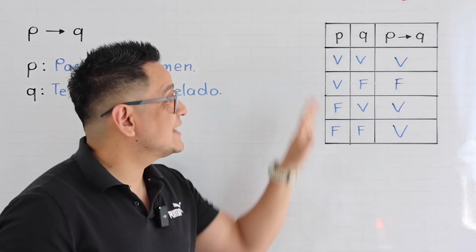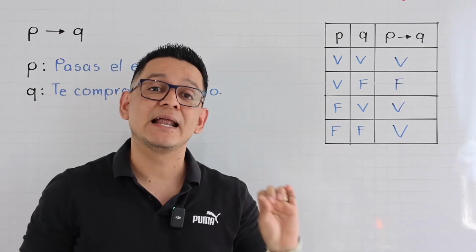And this one right here is the truth table for the conditional.